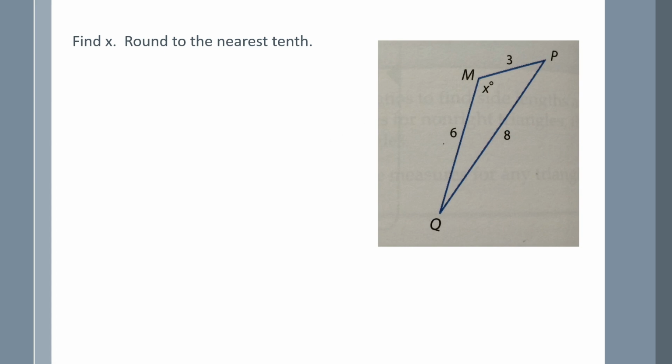Okay, on this one, I don't know this angle, but I know the value across from it, right? So 8 squared is equal to 3 squared plus 6 squared minus 2 times 3 times 6 times the cosine of x.